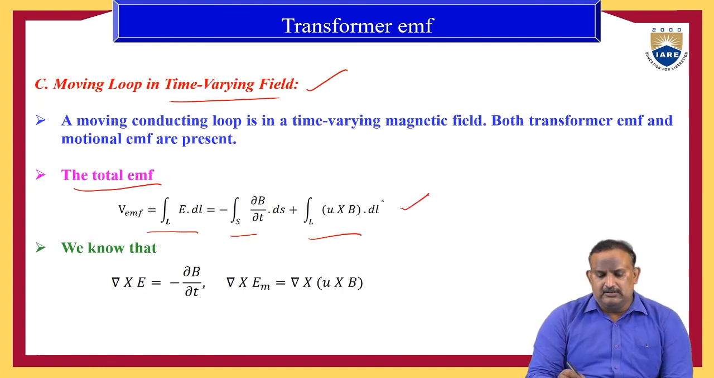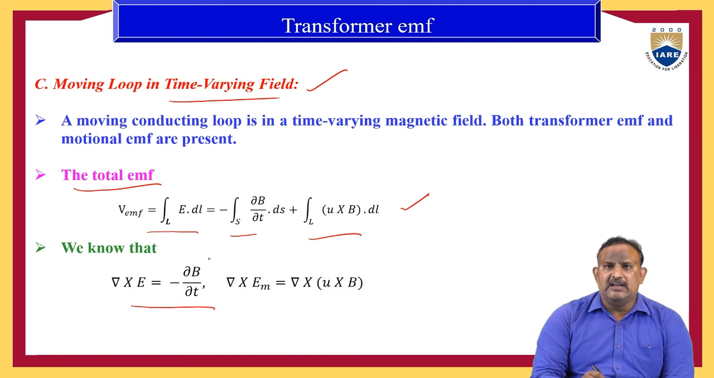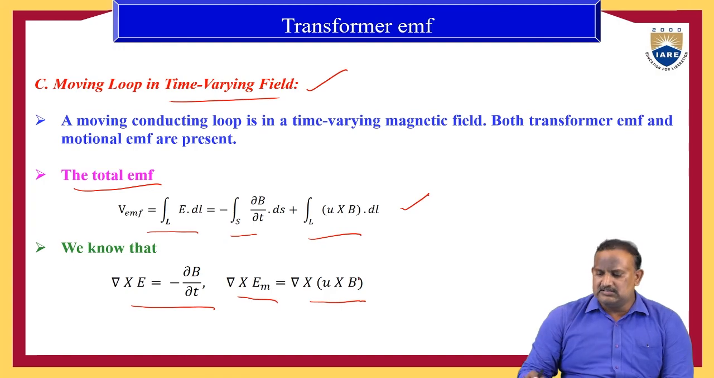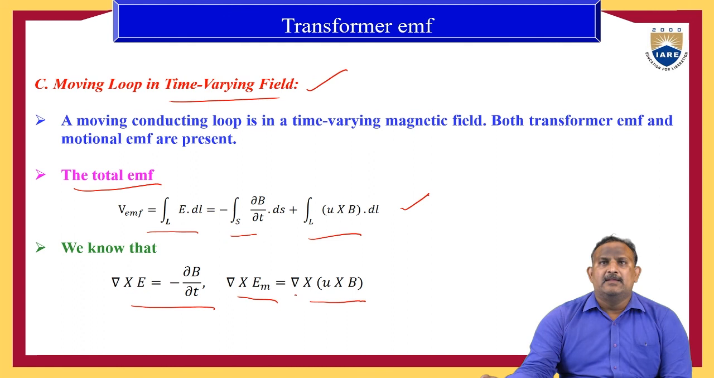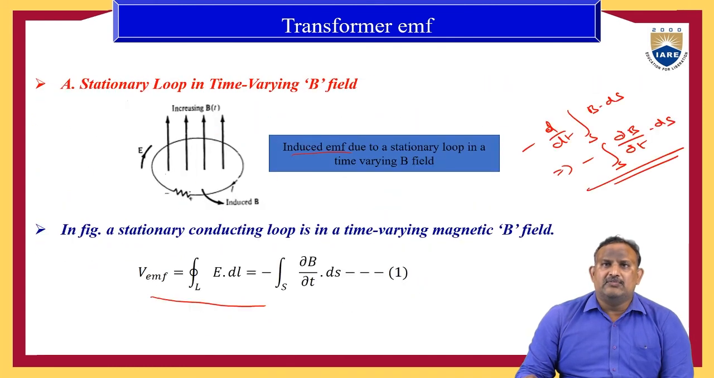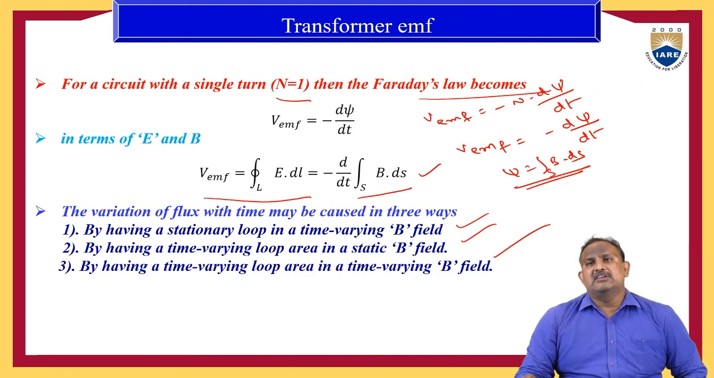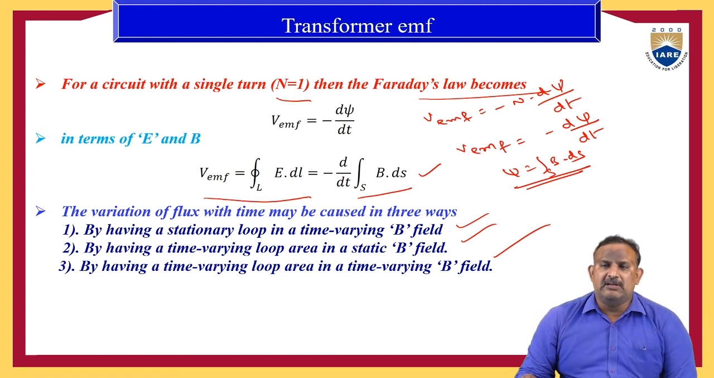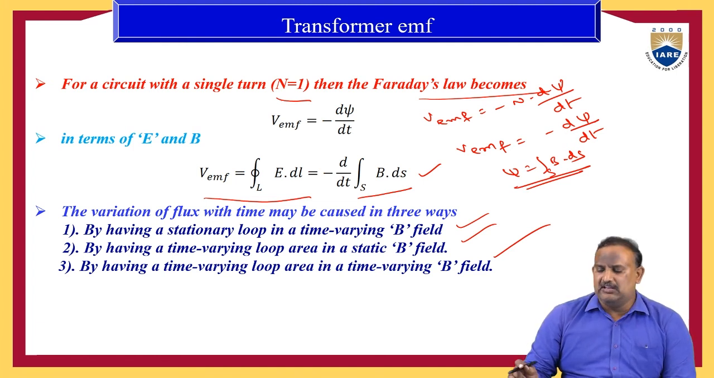We know that del cross E is equal to minus dB by dt, and del cross Em is equal to del cross U cross B. If you substitute these two in the above equation, we get the moving loop in a time varying field. This is a combination of the first two cases: a stationary loop in a time varying magnetic field and a moving loop in a static magnetic field. If we combine these two, we get the moving loop in a time varying magnetic field. So this is about the transformer EMF.